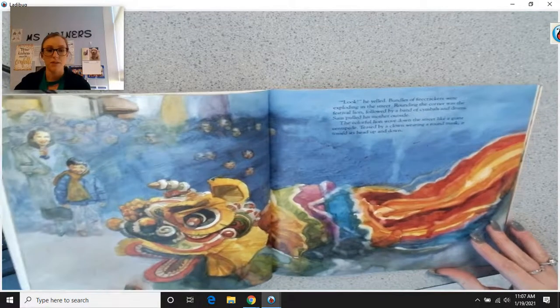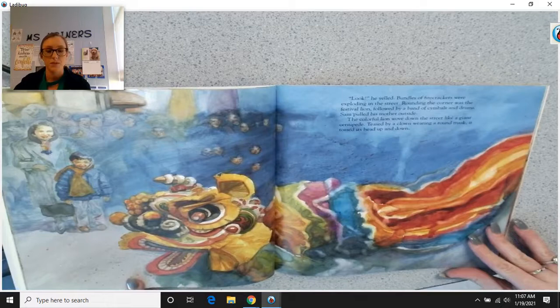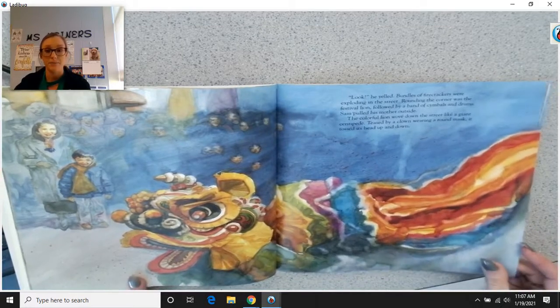So again, take a really close look at this illustration. You're going to see it come back up in your writing.